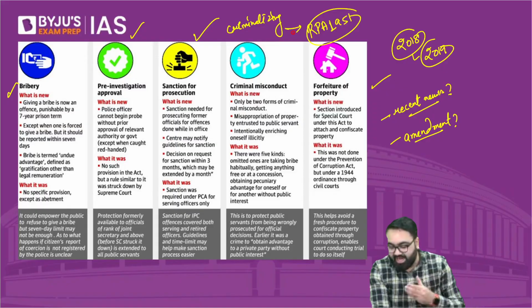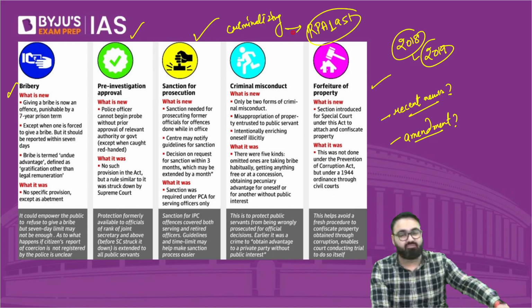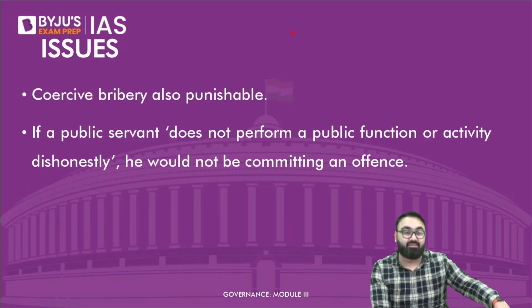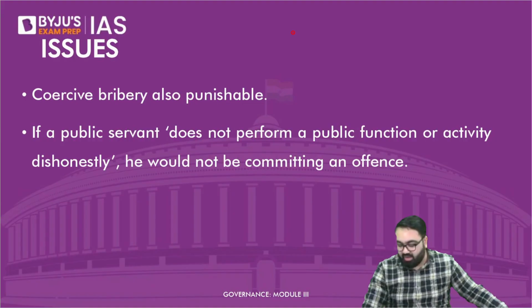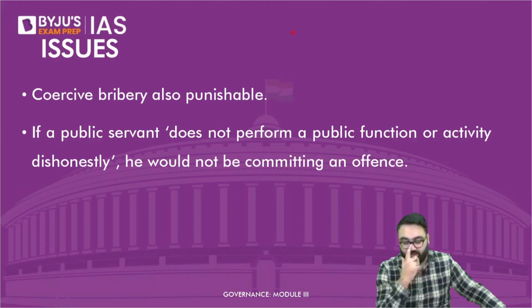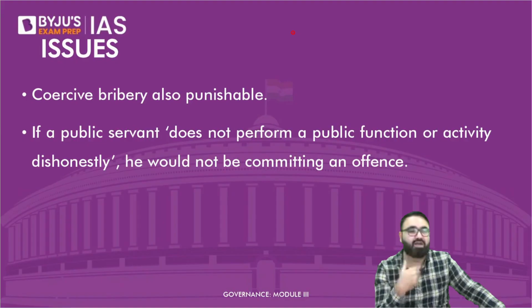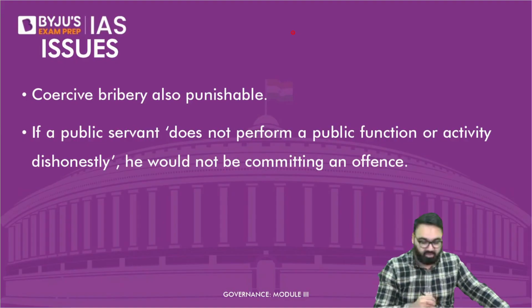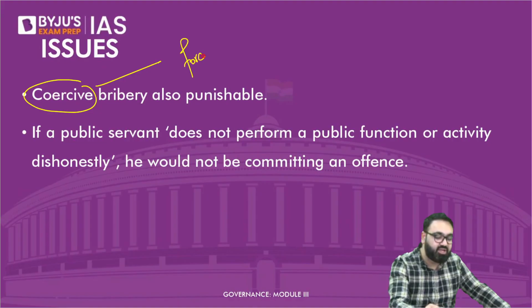So with these kinds of laws, usually if they remain in the news, they remain much more significant. They become much more important. So during your preparation also, you have to see what is more important, what is relevant, and what is not relevant right now. Now, there are a few things that you have to understand here. There are certain issues with the law. The first issue is coercive bribery is also punishable. Coercive means forceful. Someone is forcing you to do.